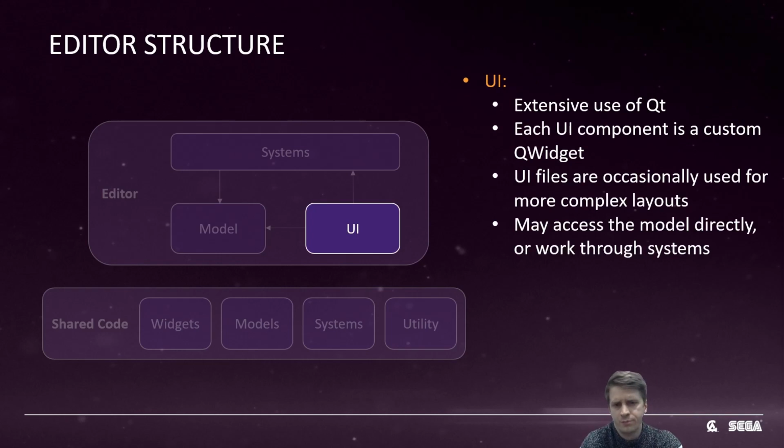Now, contrary to the model, the UI part obviously uses Qt very extensively. Each UI component is usually a custom QWidget, which composes other types of widgets, such as labels, buttons, views, and so on. Most of the widgets are set up programmatically or in a more data-driven way. For the widgets that are more complicated in nature, we tend to use the Qt Designer to create UI files for them.